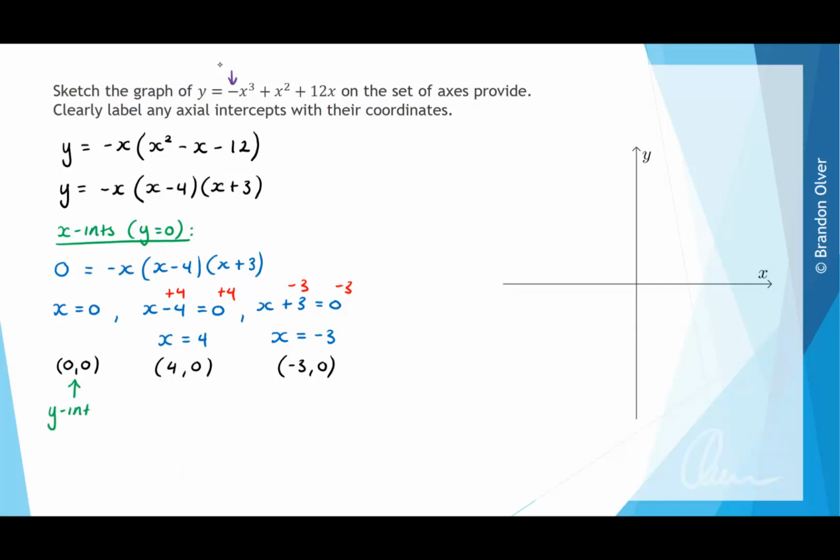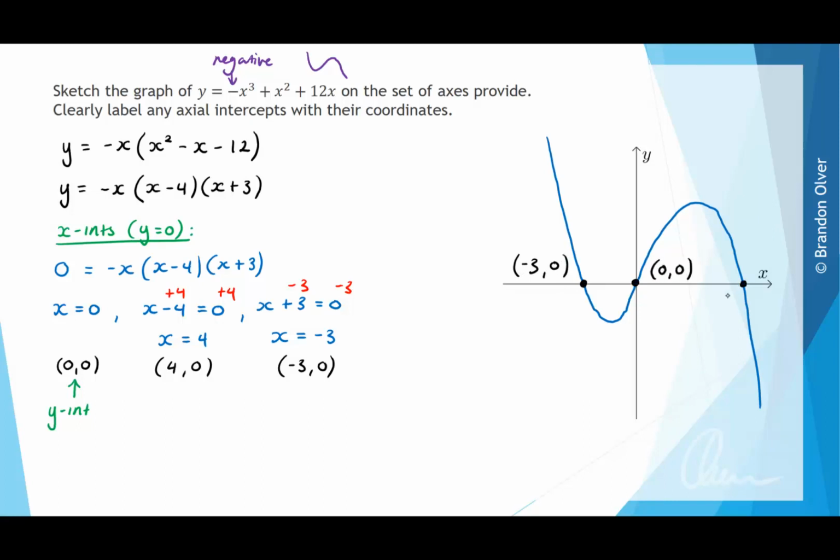So because of this negative sign here, we know that the cubic polynomial is a negative shape, which means it should have this shape. So taking into account the x-intercepts that we found, our graph should look something like this. So this value here was (-3, 0). Then we had (0, 0), and we also had (4, 0).